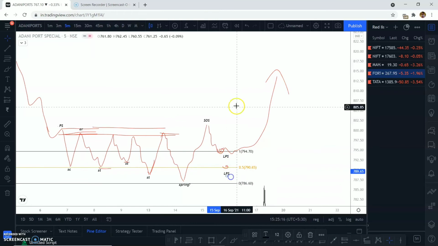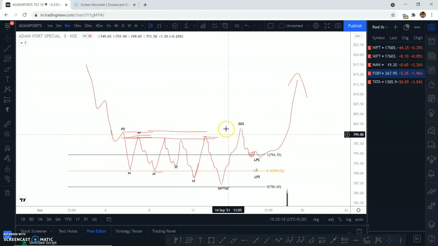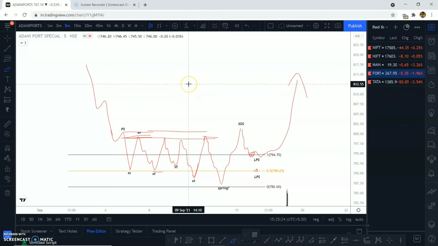Just do yourself a favor. If you are waiting for all of this confirmation, you may not get a trade every single day, but you will be consistent with your trades. Consistent, that is what is important. If you are trying to take trades every day, guys, I'm trying to make you understand that trading is not about taking trades every day.